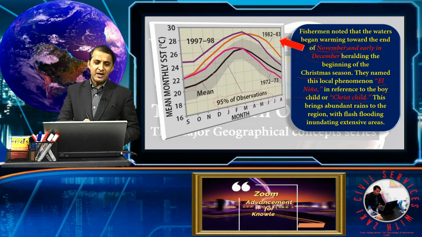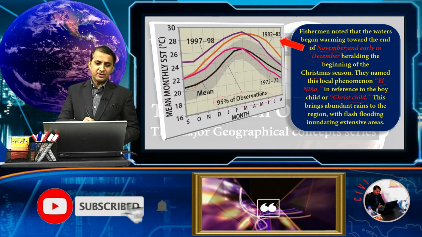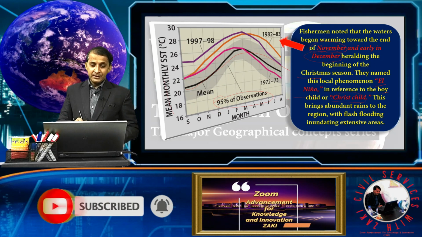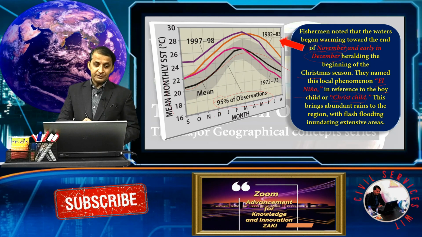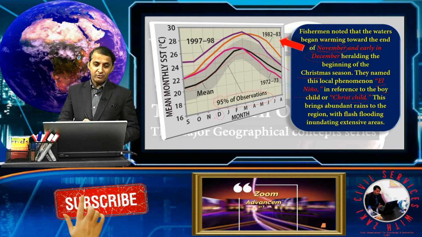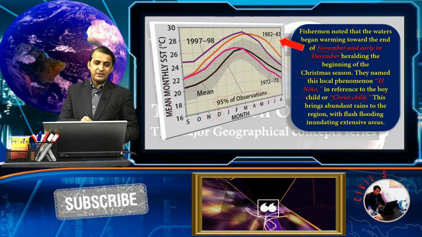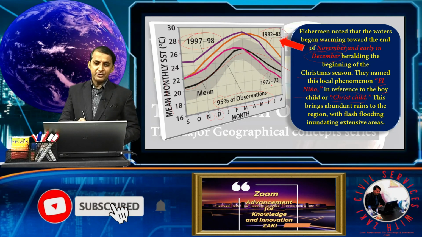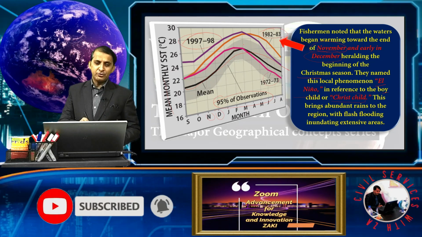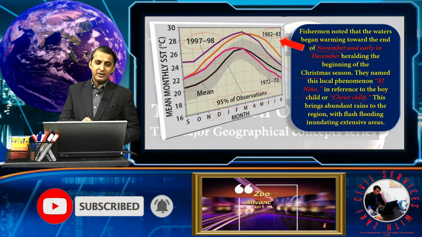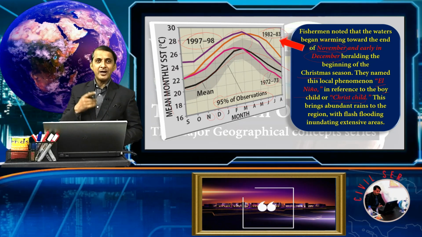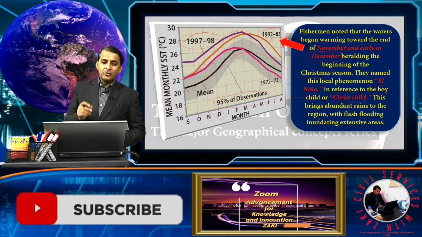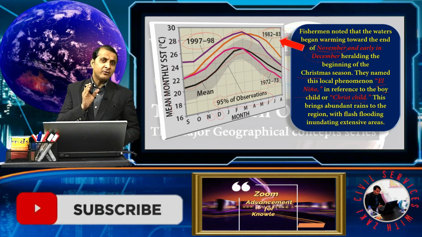So see here, the black line means mean sea surface temperature, mean monthly. See here, December and November. And basically see, it is 98, it is 82, 83, it is 72. So if you see the 72, 82 and 98, these are basically the high El Nino era. So what is the cause of this warming?